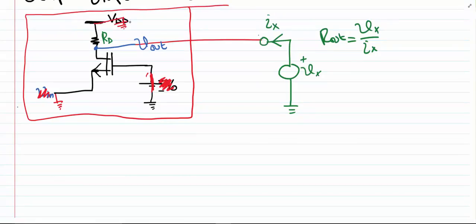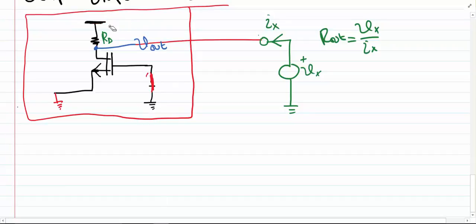So here let me just make this figure a bit neat so we can easily understand it. So all these things are grounded. If I use a black color, that is grounded, and then the gate is also at the ground. Now we need to apply a Vx and measure the Ix, and the ratio of the Vx and Ix is going to be the Rout.